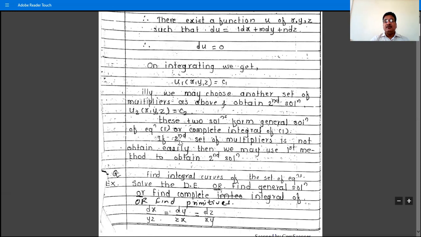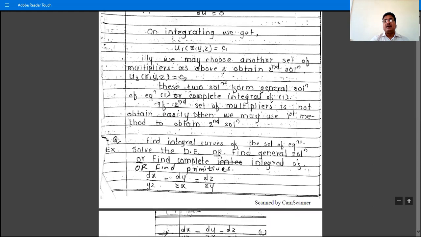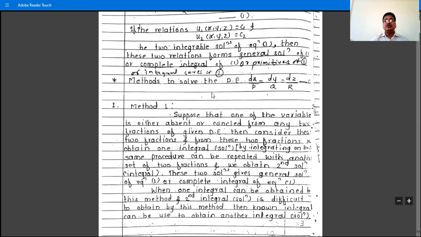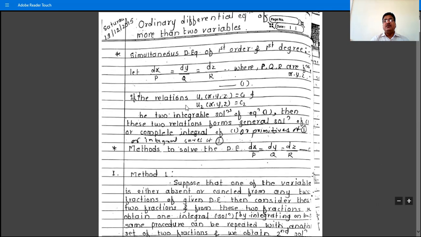If the second set of multipliers is not obtained easily, then we may use the first method to obtain the second solution. That is, in order to find the two solutions of this differential equation, we apply a mixed method.